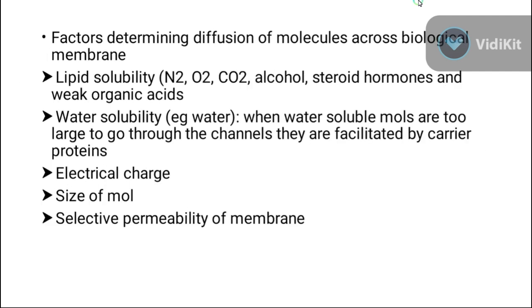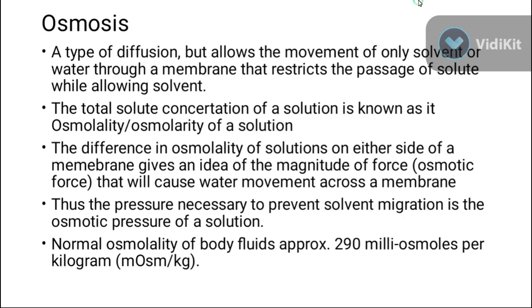Factors determining diffusion of molecules across a biological membrane. Lipid solubility: N2, O2, CO2, alcohol, steroid hormones and weak organic acids. Water solubility, for example water. When water-soluble molecules are too large to go through the channels, they are facilitated by carrier proteins. Electrical charge. Size of molecule. Selective permeability of the membrane.